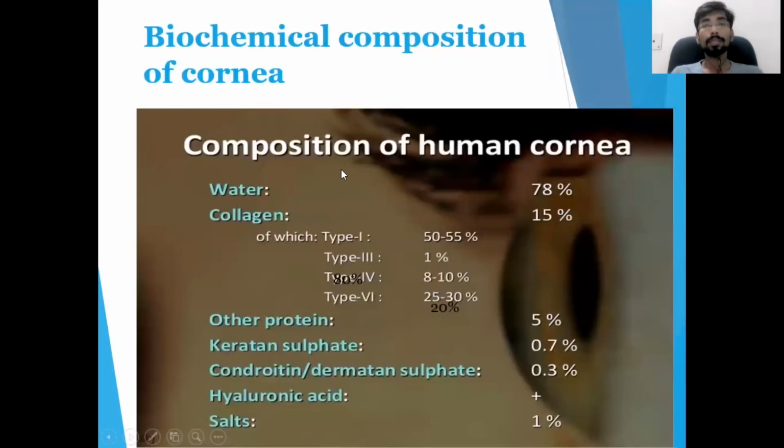Next is the biochemical composition of the cornea. The cornea has 78% water and collagen is 15%, of which type 1 is 50 to 55%. Other proteins are 5% and salts are 1%.